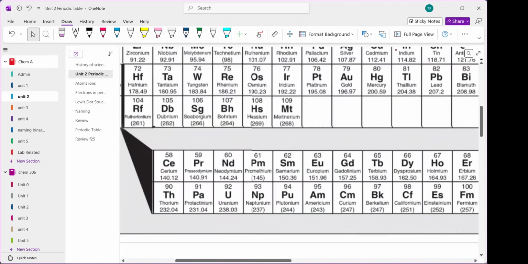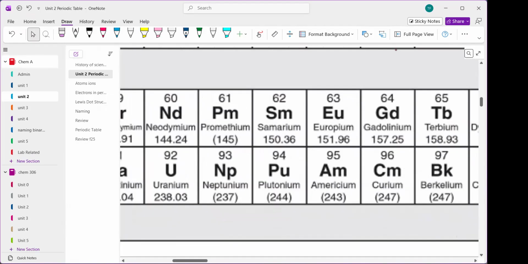For example, there. Notice these parentheses numbers are all integers. That's because those are made in a cyclotron or they're made in a bomb. And when that happens, only the most stable ones are around. That means there's only one isotope. That's why there's no decimals left.